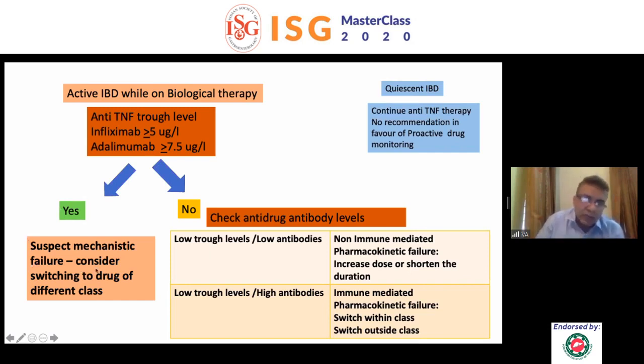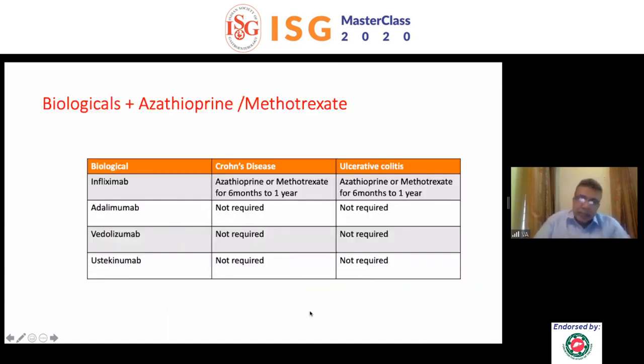You have to stop these TNF-alpha drugs and switch over to other drugs, but other biologics are not available in India. If they were available, you would have started with vedolizumab or ustekinumab. Otherwise, you go for surgery or steroids. If the trough levels are low, then to decrease the immunogenicity, you would also like to give combination therapy whenever you're giving biologics.